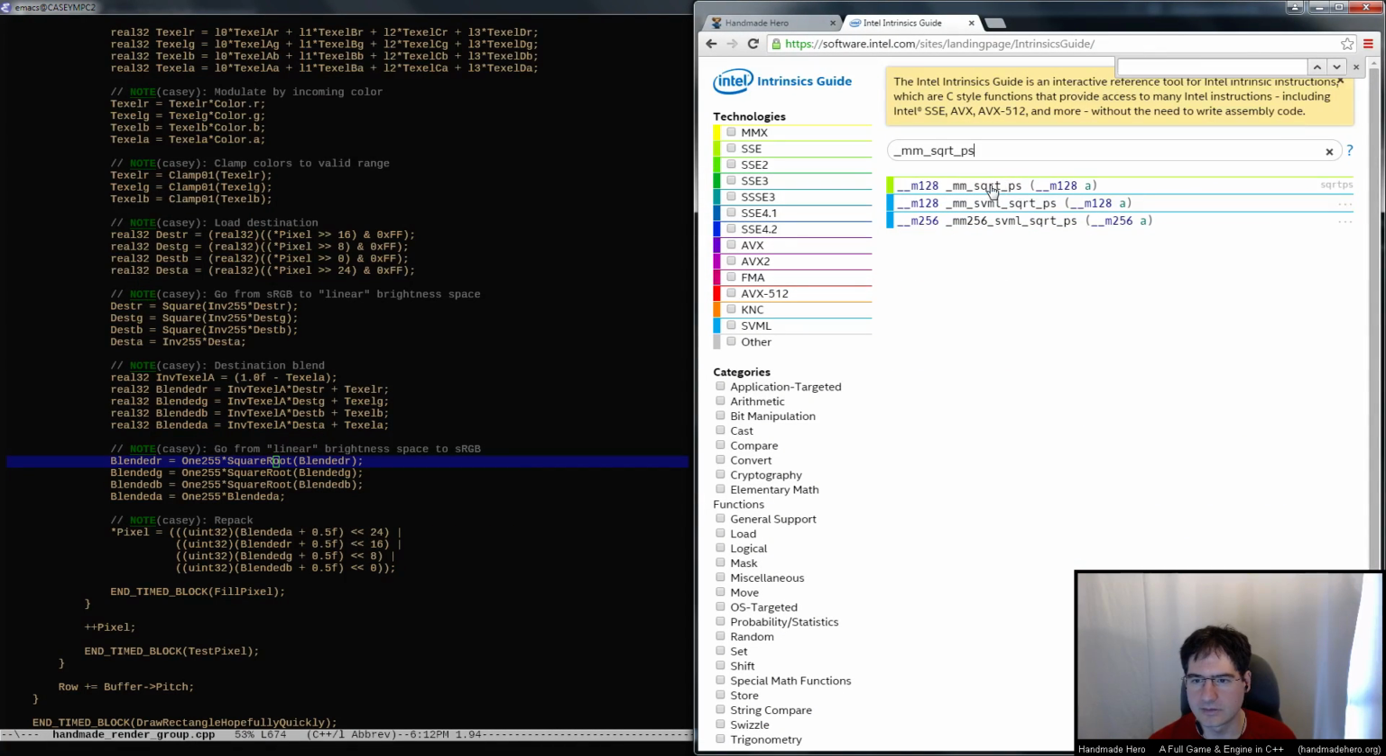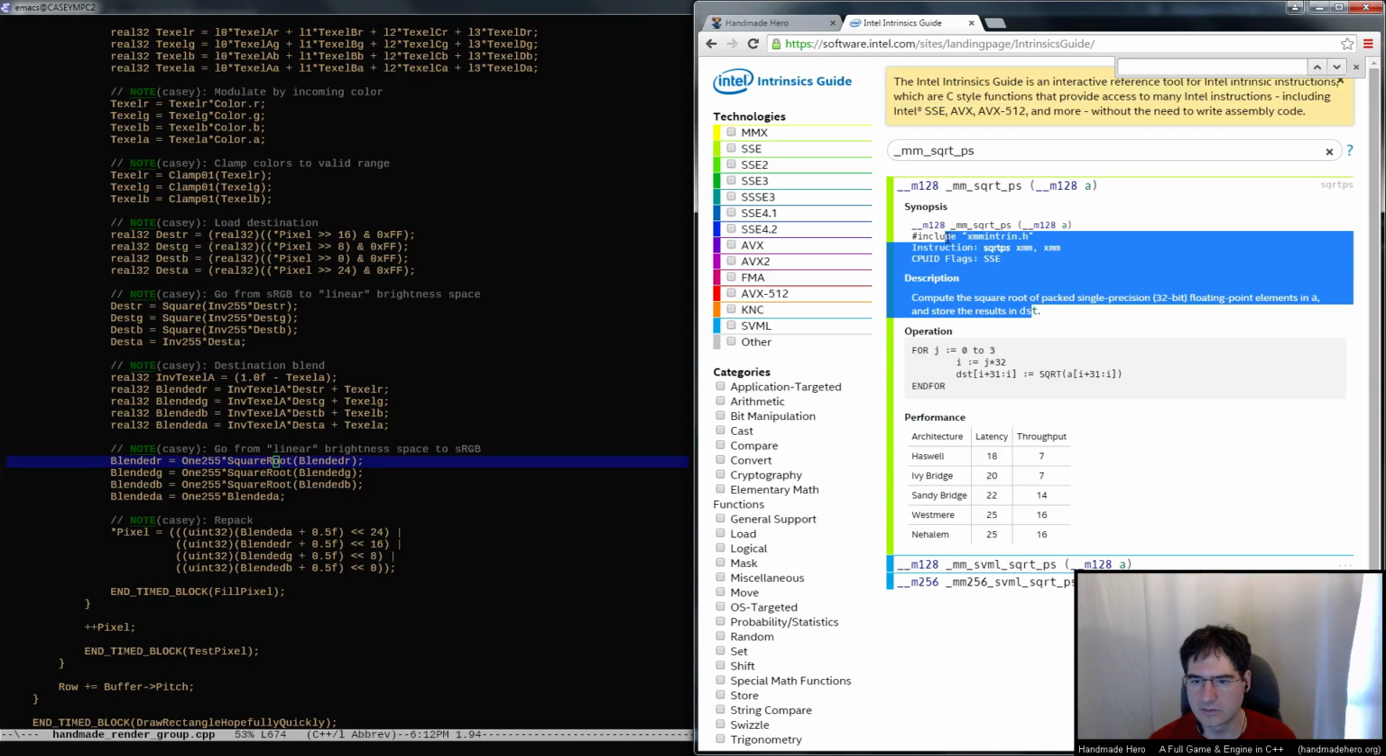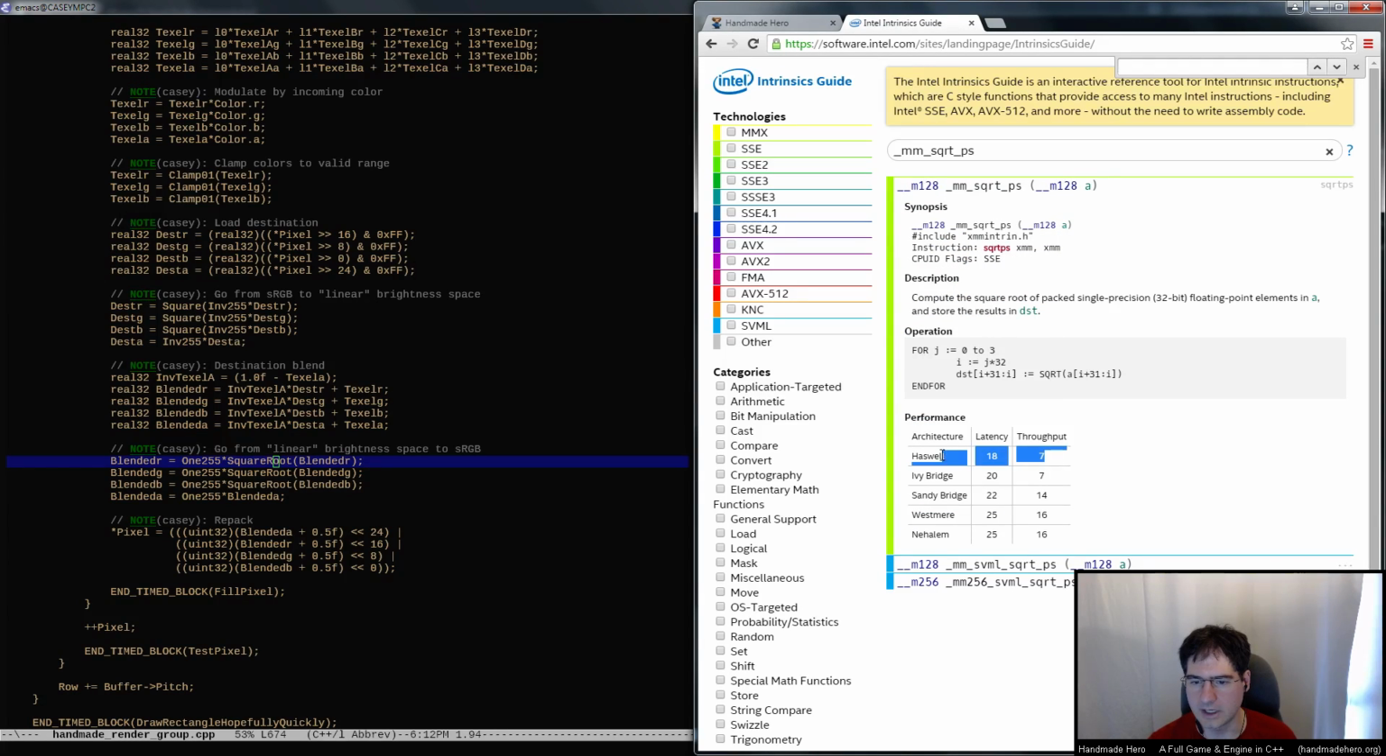Squirt PS, there it is. So here, if we actually just want to do the regular square root, instead of doing a thing in an inversion, even then, it's not that bad, right? It gets worse if we go down, but that's not that bad. And that's actually available on regular SSE, I guess. So that's been in there forever.